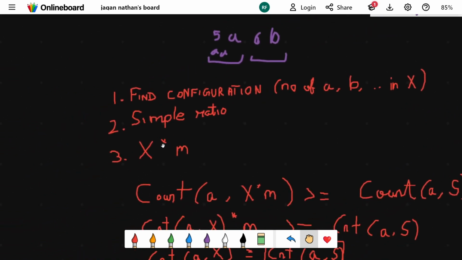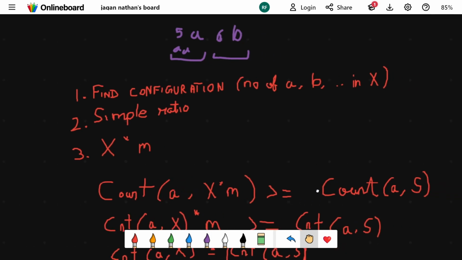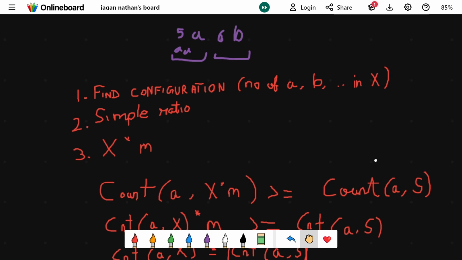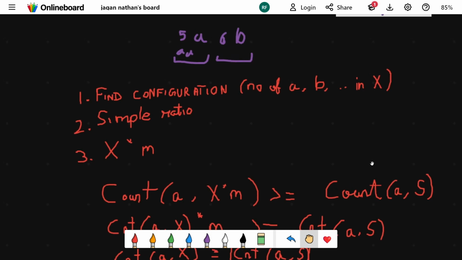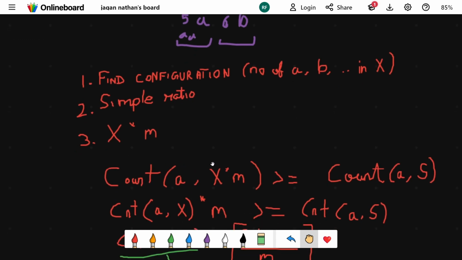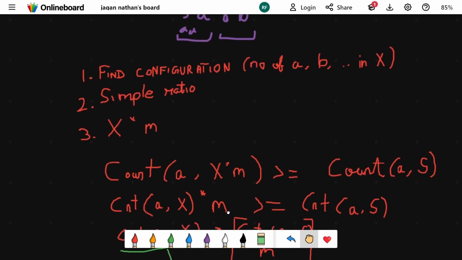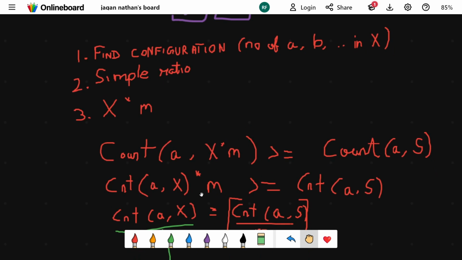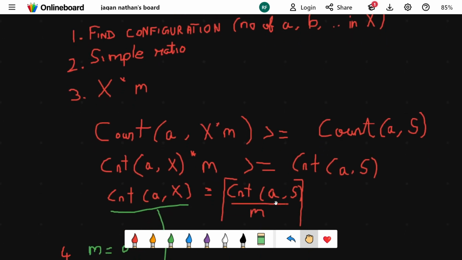So what we can do instead is, we know that we have to multiply x by some number of repetitions, let's say it is m right now. So we know for a fact that count of character A in x times m should be greater than or equal to count of the same character A in S. So in order to pick it, we can simplify this by saying count of A in x times m is basically count of A in x times m. And then we can get the count of A in x by just dividing count of A in S by m and taking the ceiling value of it.